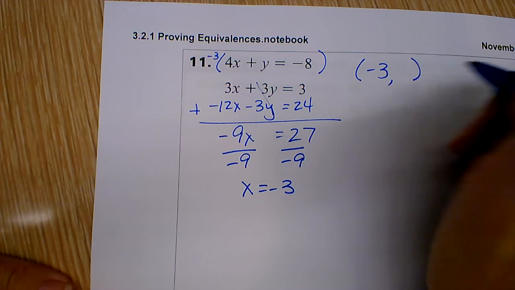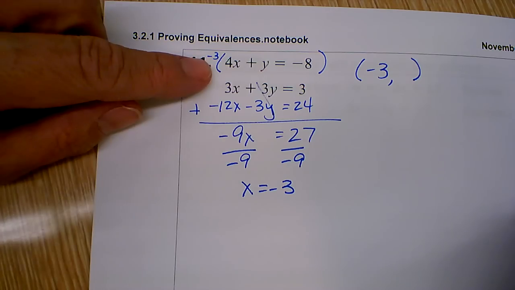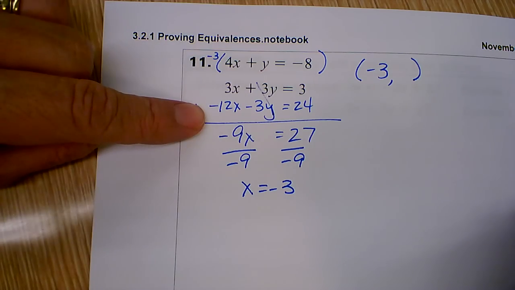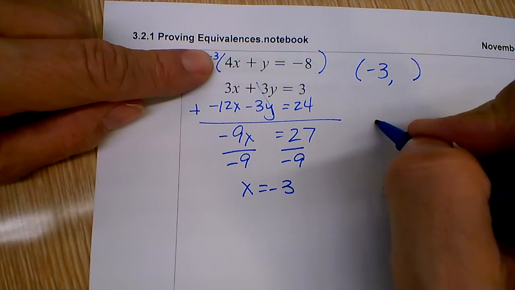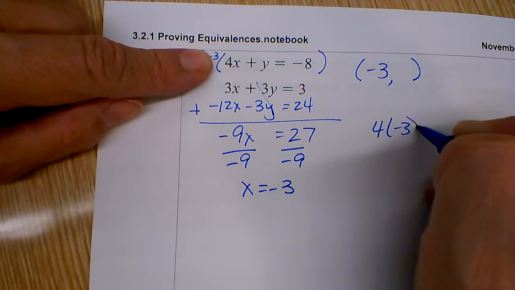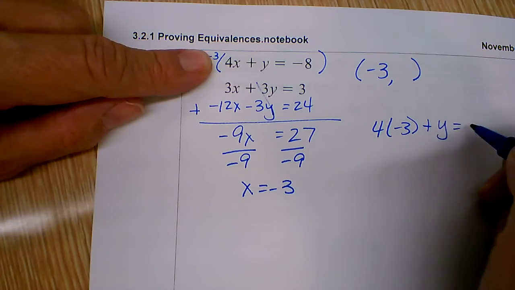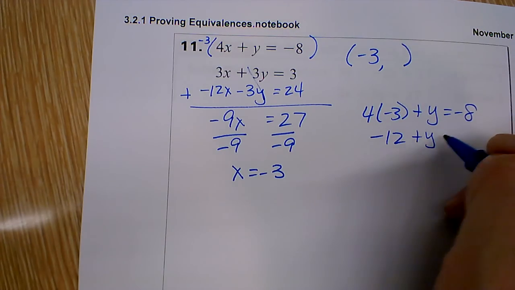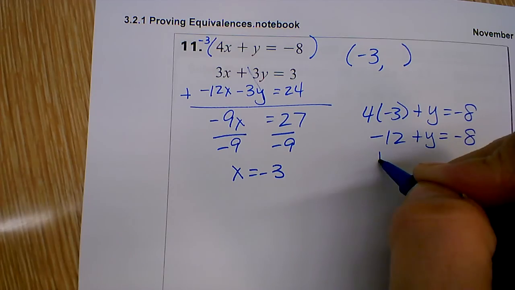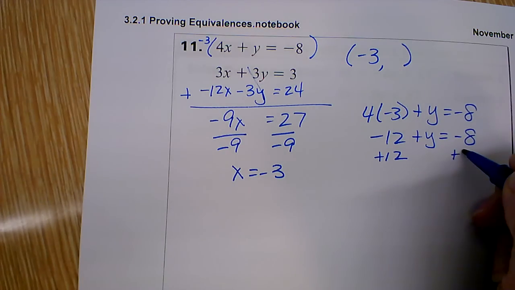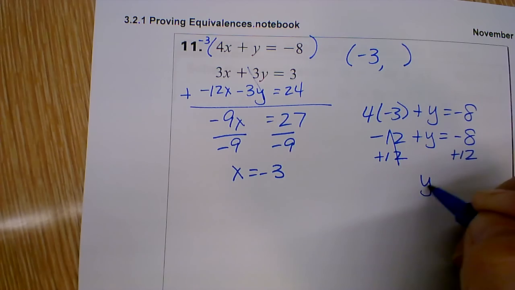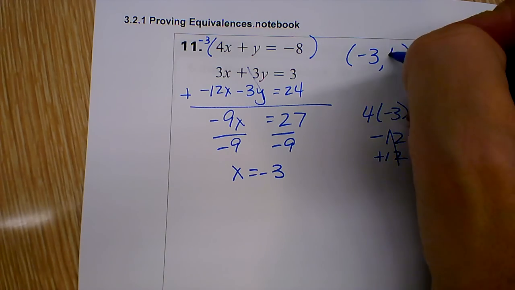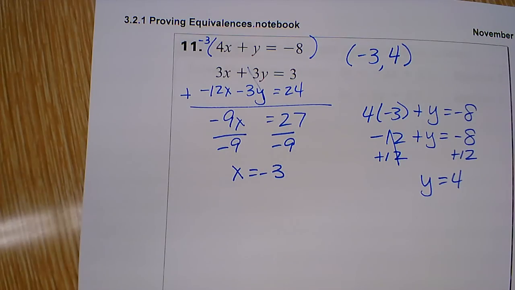Negative 3 for my x coordinate. Let's go back to an original equation, not the one that I created. 4 times negative 3 plus y equals negative 8. Negative 12 plus y equals negative 8. I'm going to add 12 to both sides, so y equals 4. So the solution is negative 3, 4.